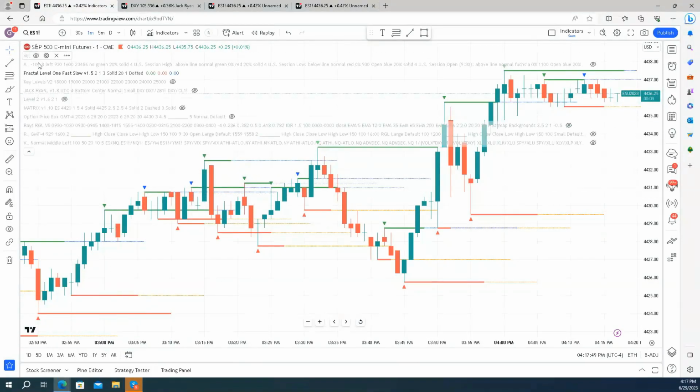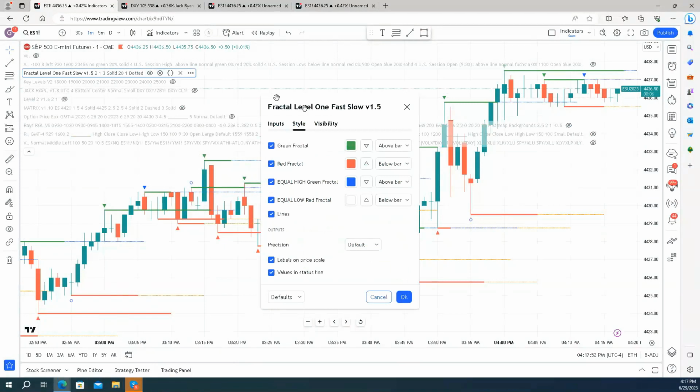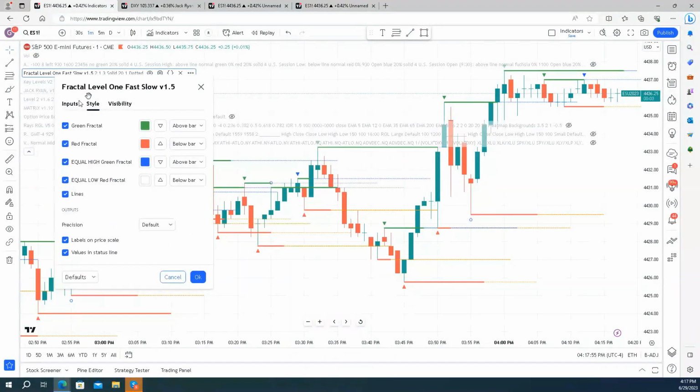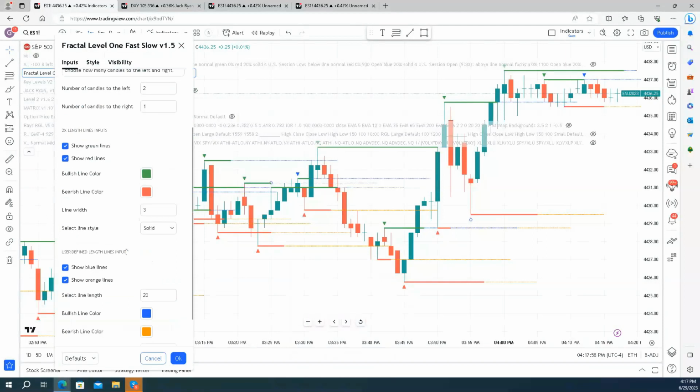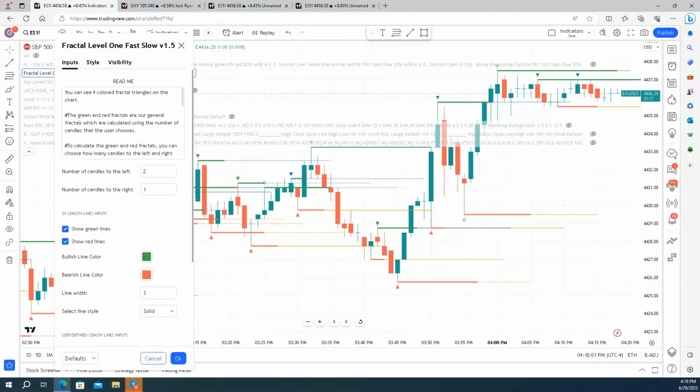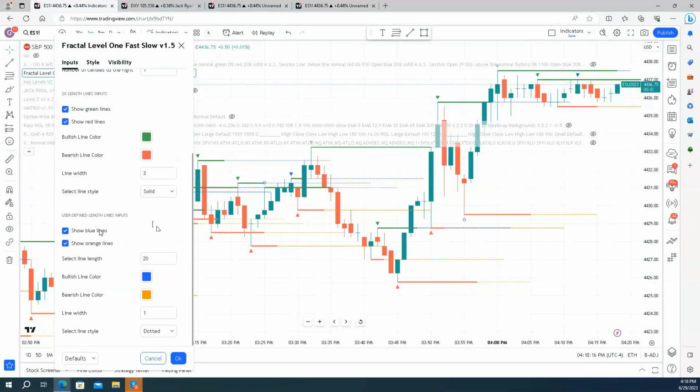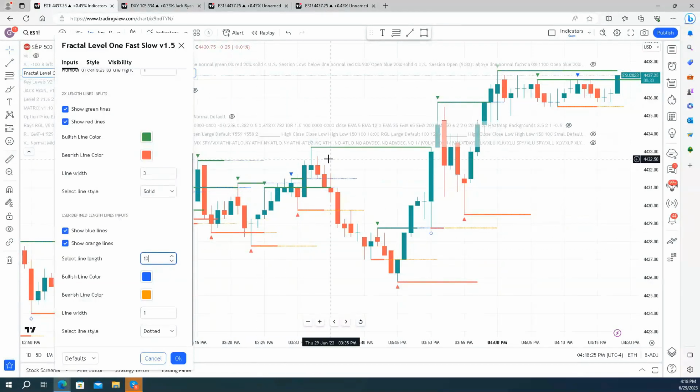So when you go into the settings of the indicator, in the inputs, you can select the definition of your fractal. So how many candles to the left and how many to the right. You can play with that depending on the time frame you're on or however you want to define your fractal. Then I have the regular lines that come off the fractals, and you can make them whatever length you want. So we can just bring it down to 10 for now. I colored them blue and gold, and these are the dotted ones.